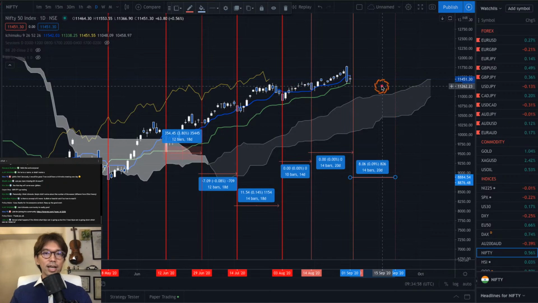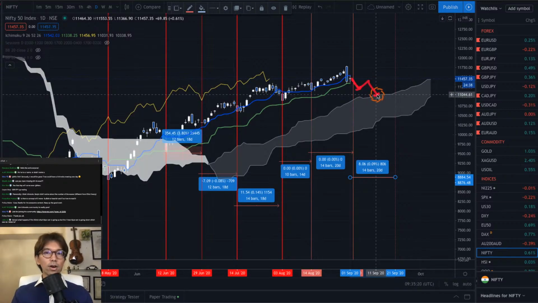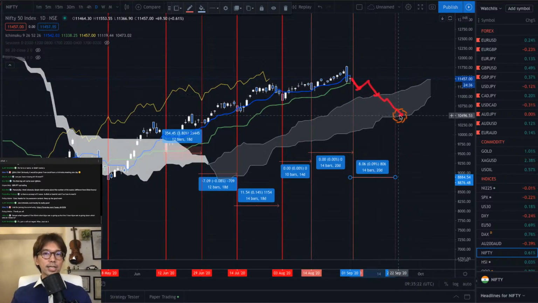So that's one thing. And also, what's more important is that the price is coming back to the Kijun Sen here. So if the price breaks the Kijun Sen downwards, maybe tomorrow or sometime this week, then we might see a reversal to the Kumo, Senkou Span A, or to the Senkou Span B. We might see that.